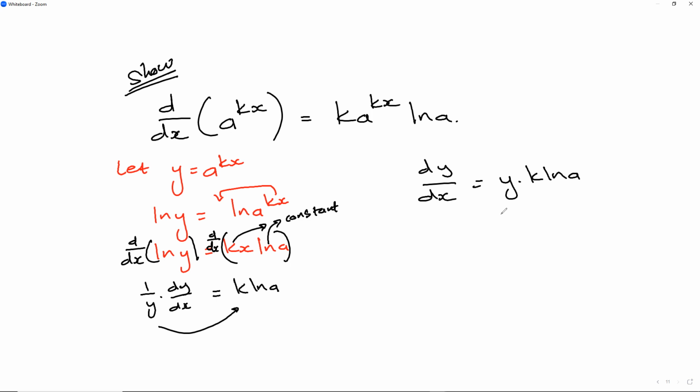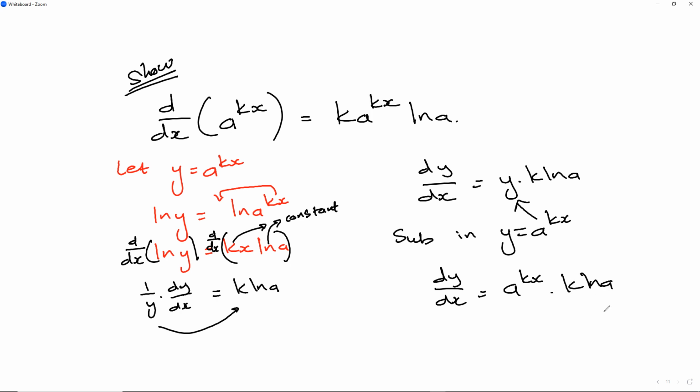And from this here, I can substitute y equals a to the power of kx back in there. And so dy dx will become a to the power of kx times k ln a. I could move the k to the front and make it look like the initial question over there. Very similar to the last question, but just a little bit slightly different.